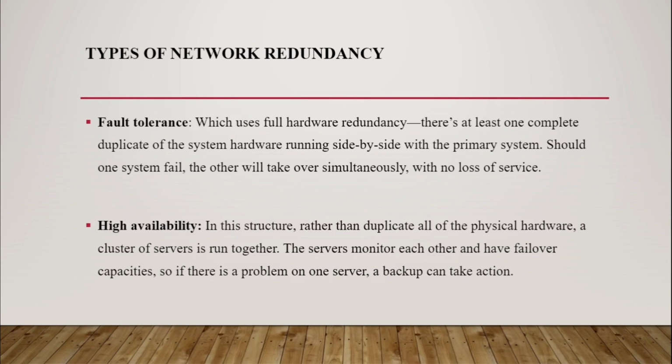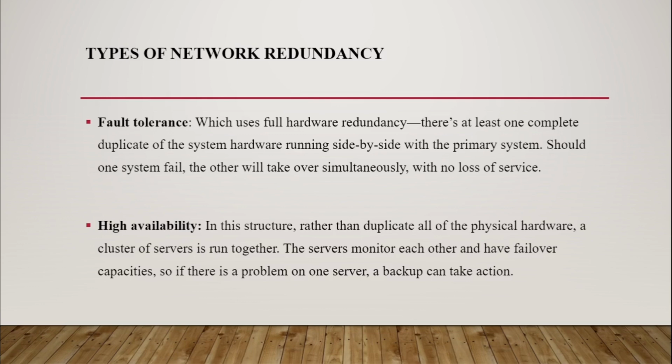So there are two types of network redundancy, and these are: one, fault tolerance, which uses full hardware redundancy. There's at least one complete duplicate of the system hardware running side by side with the primary system. Should one system fail, the other will take over simultaneously with no loss of service.